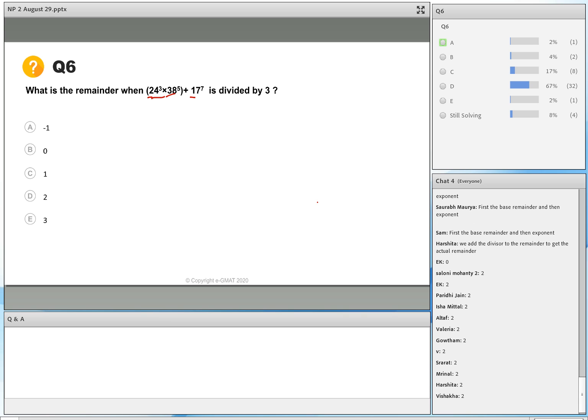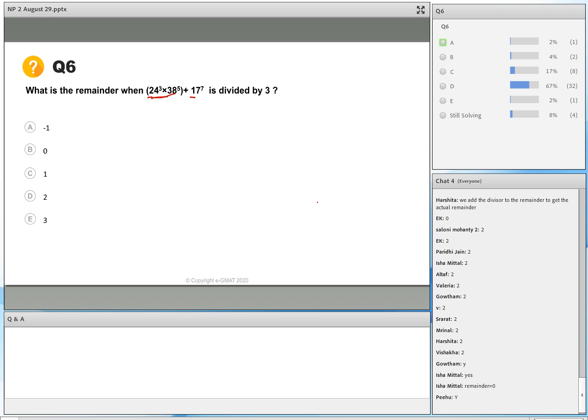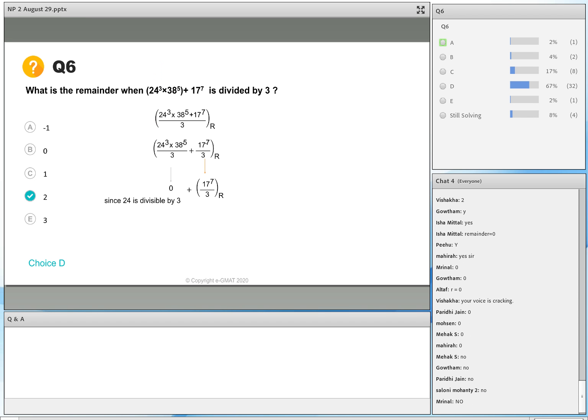Have I not already solved this question, guys? Do you people remember what was the remainder for this part of that question? It was equal to 0, correct? Perfect. So I don't have to look at this expression anymore. The remaining part over here is 17 to the power 7. I just need to now look at 17 to the power 7.